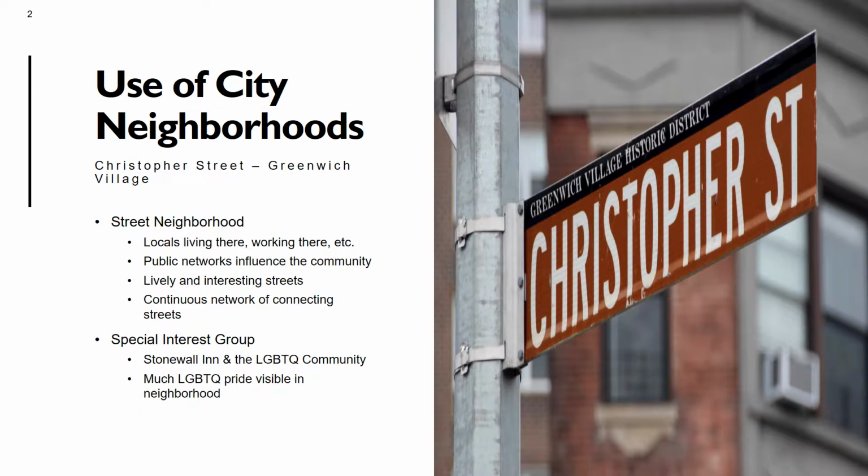And the neighborhood also embodies the concept of the special interest group, which is normally on the plane of the city level, but has to do with the fact that people from that group will travel all over to be with other people in that group. And Christopher Street, due to the fact of the Stonewall Inn and the rich history of the LGBTQ community in the area, embodies that special interest group as being where people from that group will come to be. People will go to see how visibly prideful and how visibly strong the community is in that area.